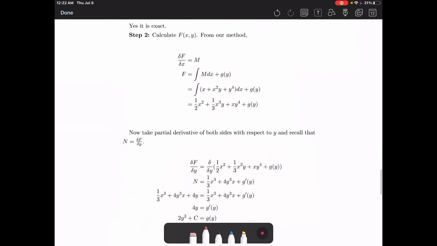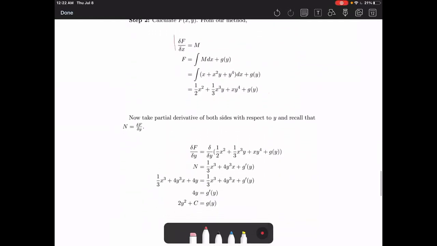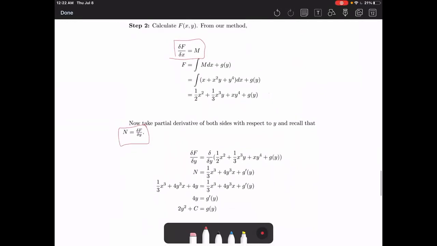We're going to make use of our two facts, that delta f delta x equals m, and that delta f delta y equals n. We'll start with m for no particular reason. So by integrating both with respect to x, we isolate f. Then we plug in our m value. These are the exact same steps as before. We integrate with respect to x.